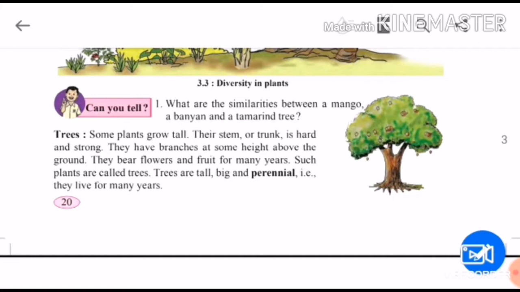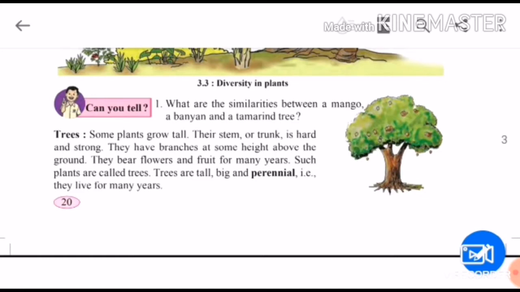So these trees are tall ones. The first one is trees. Under that classification, first we will classify the plants, and the first one is trees. Some plants grow tall. Yes or no, children? Some are very, very tall. Their stem or trunk is hard and strong.